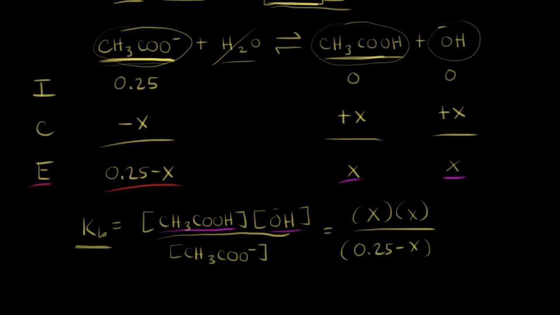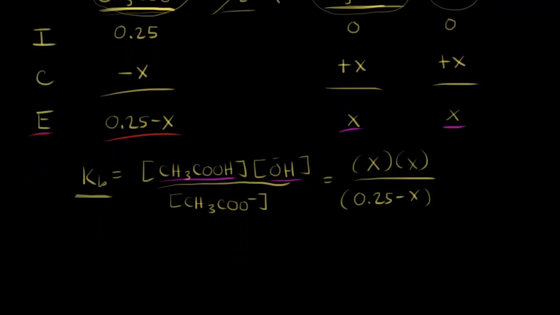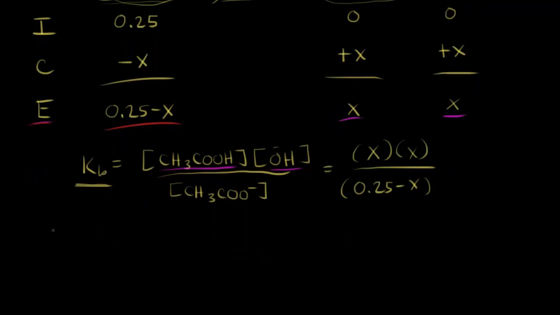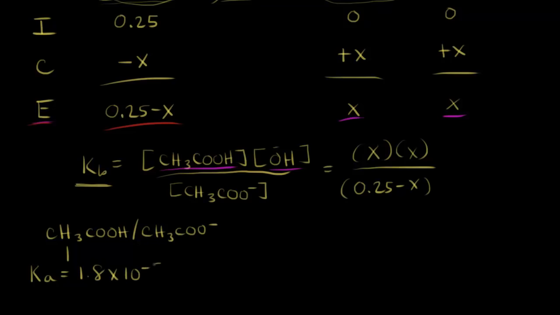And you will probably not be able to find this in any table, but you can find the Ka for acetic acid. So acetic acid, right? Acetic acid and acetate is a conjugate acid-base pair. And the Ka value for acetic acid is easily found in most textbooks. And the Ka value is equal to 1.8 times 10 to the negative 5. And our goal is to find the Kb, right? What is the Kb for the conjugate base?